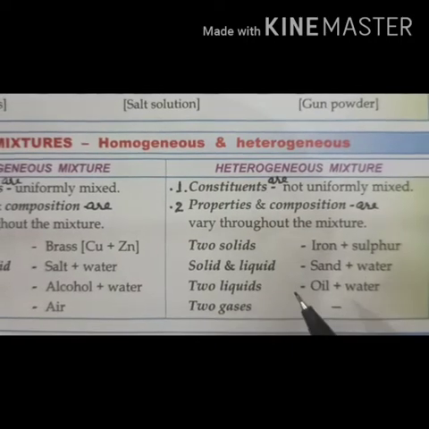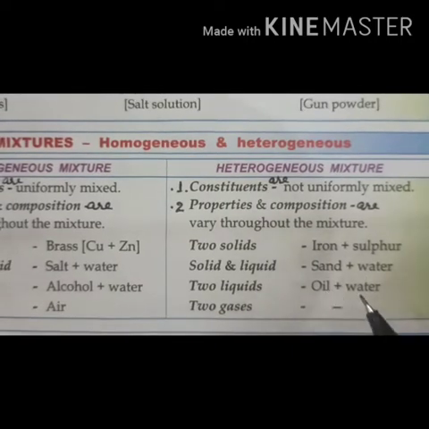Now next is two liquids. When you mix oil and water, they form what? An immiscible mixture, meaning it cannot be easily mixed with water. So it is a heterogeneous mixture, right?